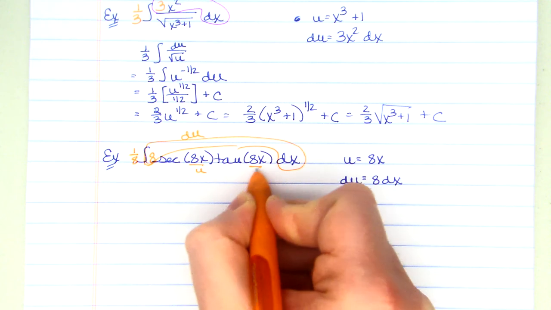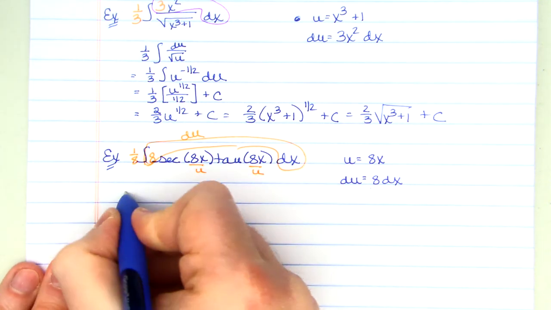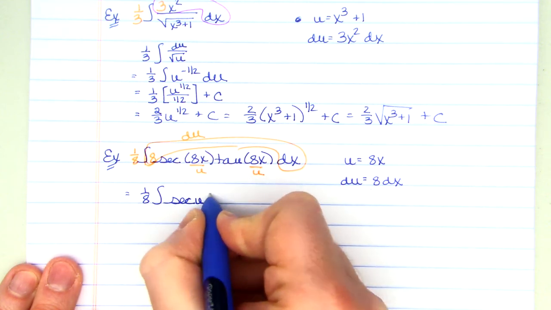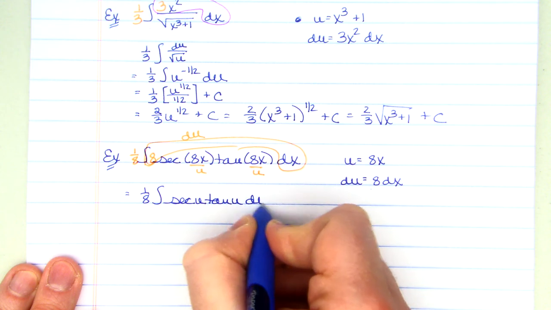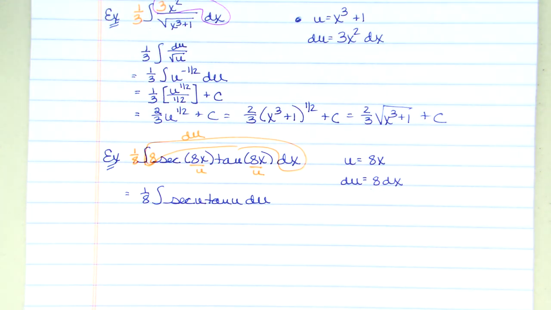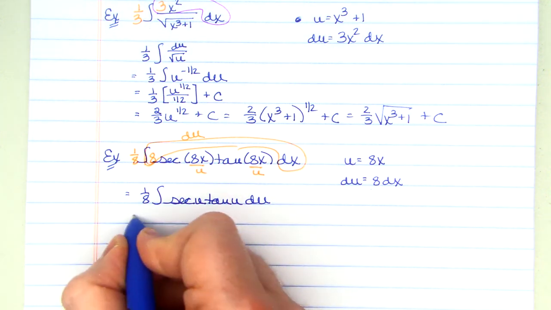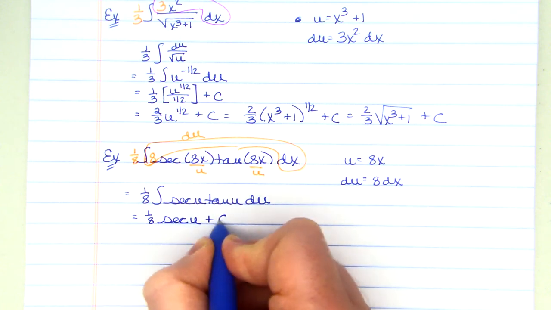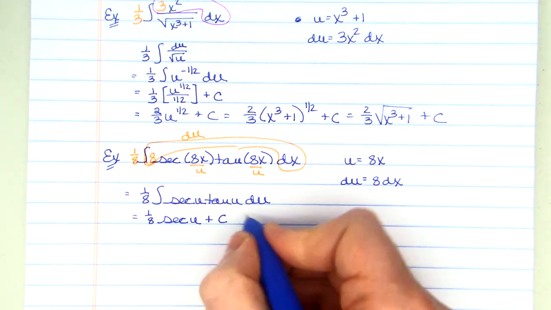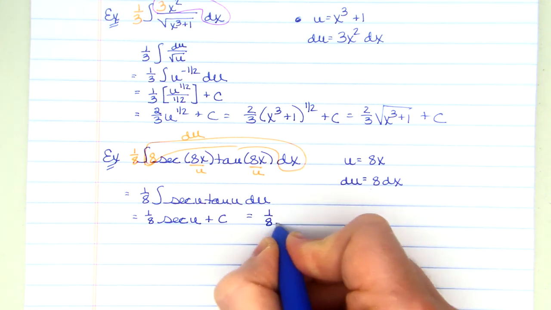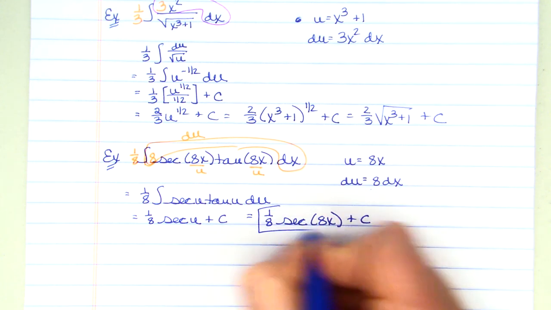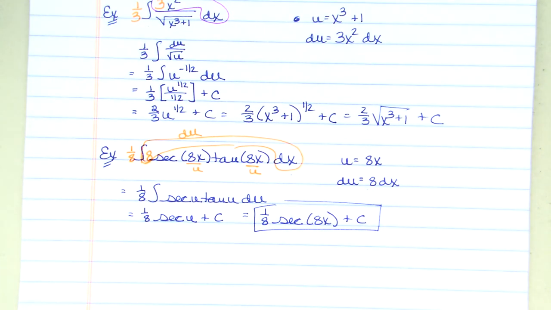I've got a u, I've got another u. It's okay that I've got two of them. 1/8 times the integral of the secant of u times the tangent of u, du. It's been a little while since we've done this, but the integral of secant u tangent u is going to be secant u. The derivative of secant is secant tangent, so the integral of secant tangent is secant. Final answer here: 1/8 times the secant of 8x plus c. If you found the derivative of this using chain rule, you'd get that original problem back.